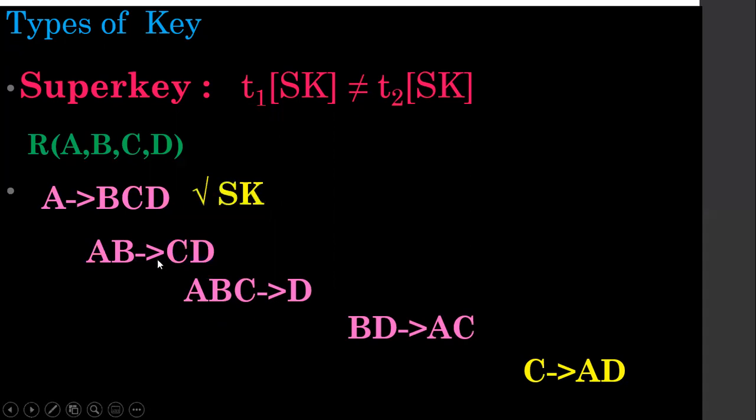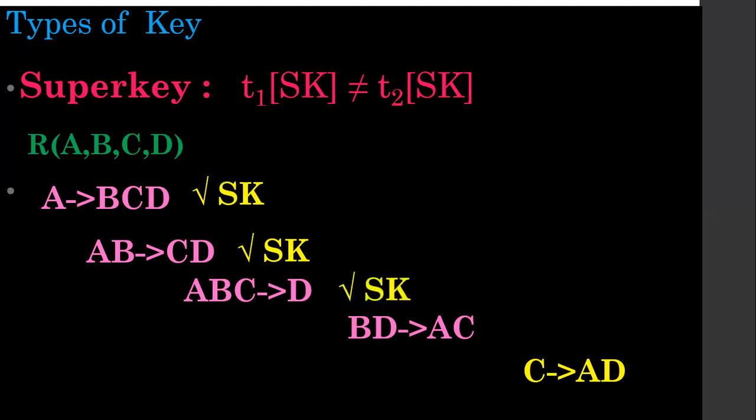Then with the help of AB, we can find CD. So either we are finding the complete row. Yes, all A, B, C, D are identified. So this is also a super key. Now with the help of ABC, we are finding D. So it means the complete tuple is identified. So this is also a super key.